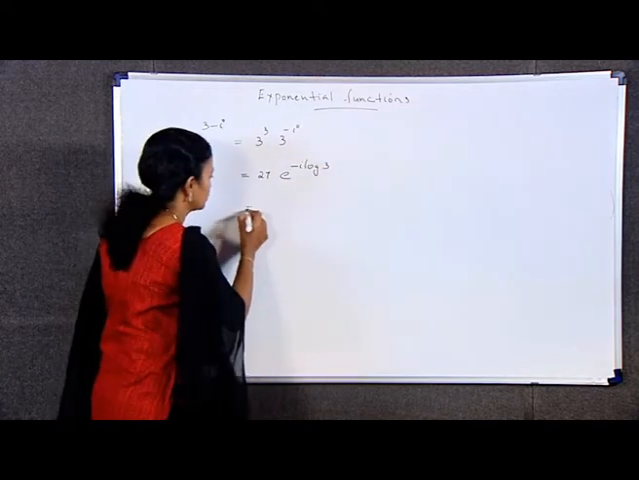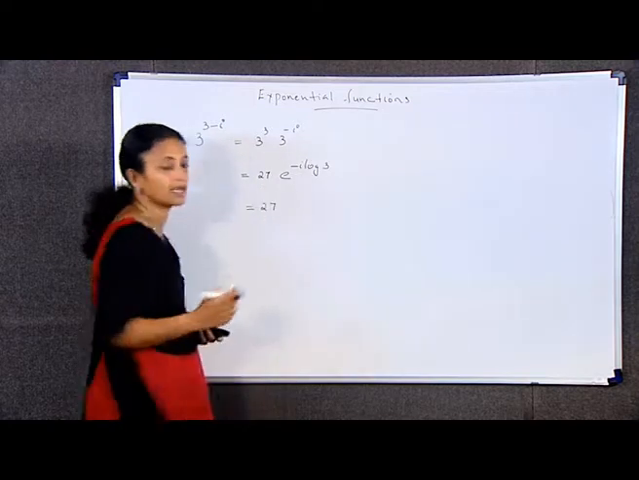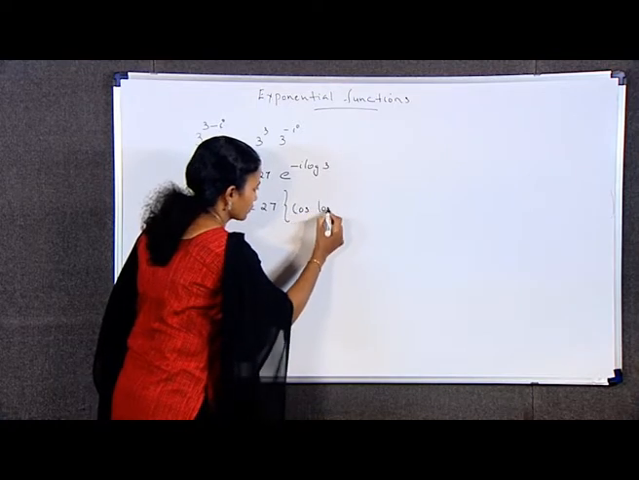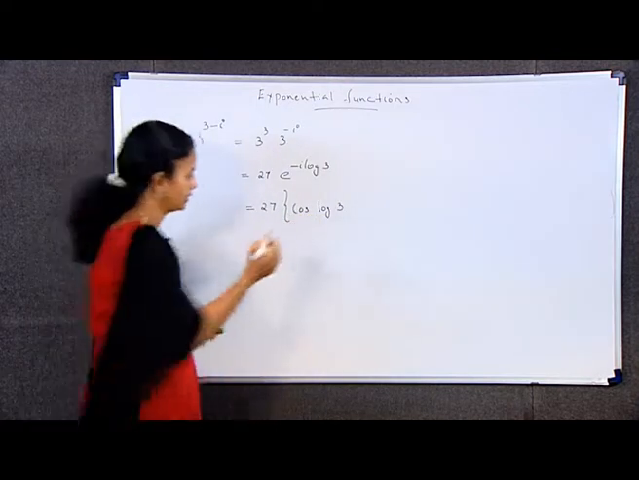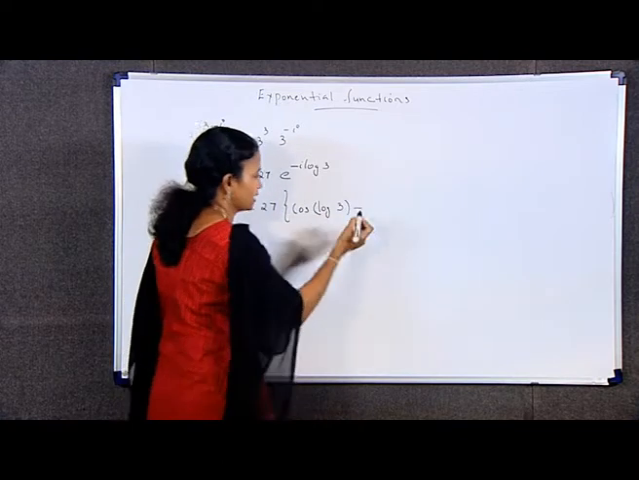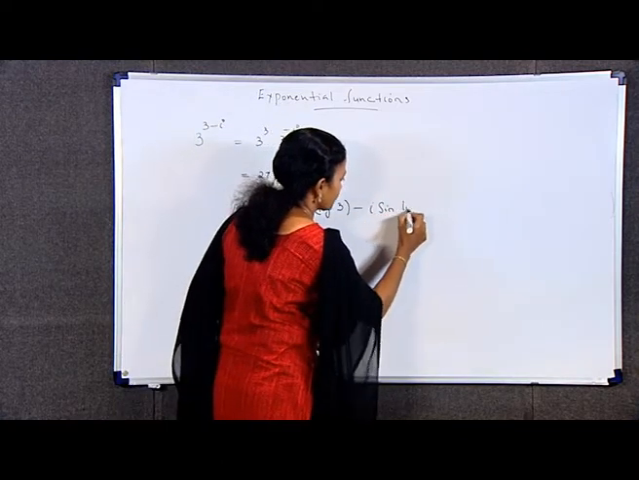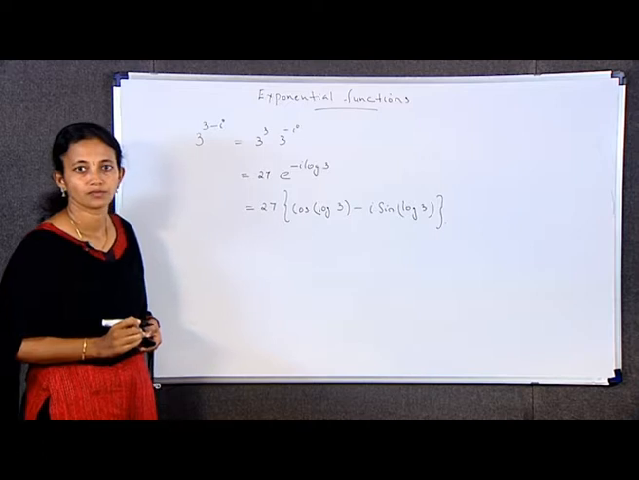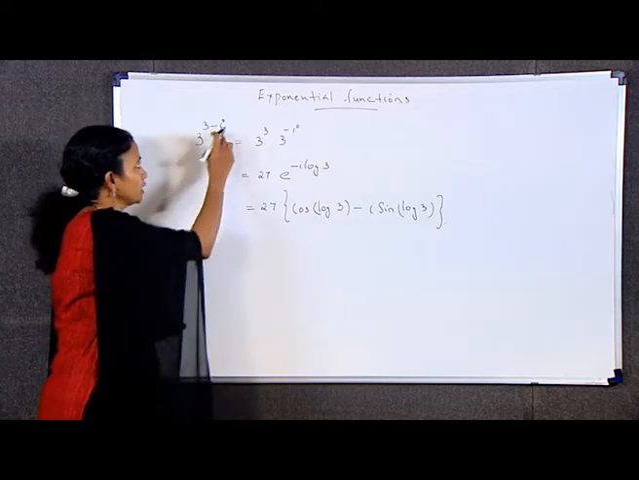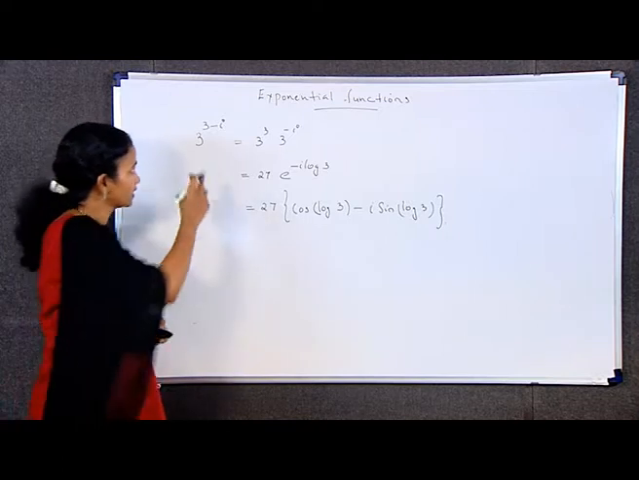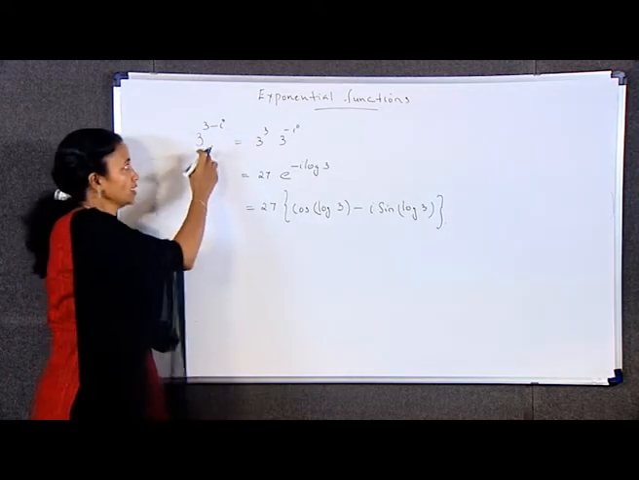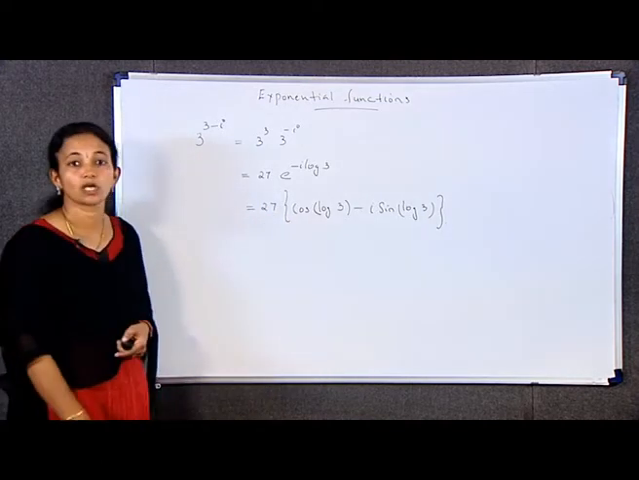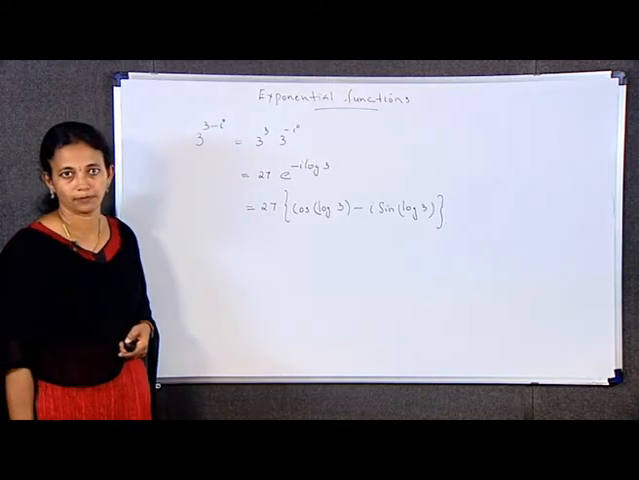Which is equal to what? E raised to minus I log 3, I can write it as cos log 3 minus the next term I sin log 3. That is 3 raised to 3 minus I. Here I have to find the principal value of 3 raised to 3 minus I, which is very simple, which is equal to 27 into cos log 3 minus I sin log 3.